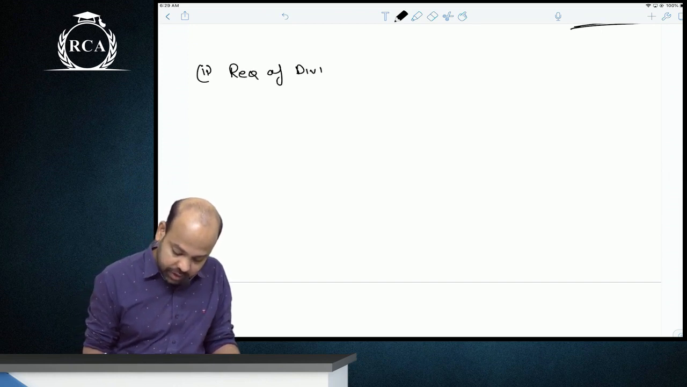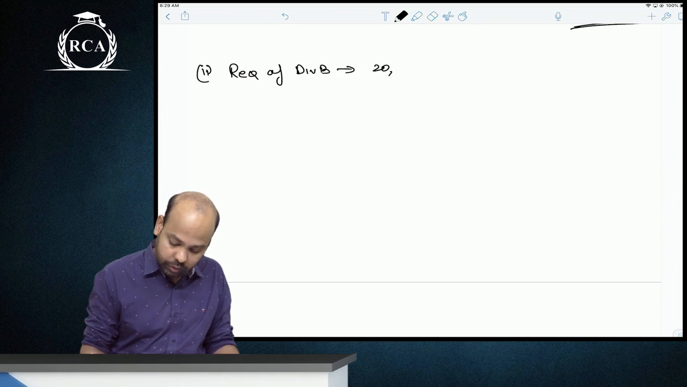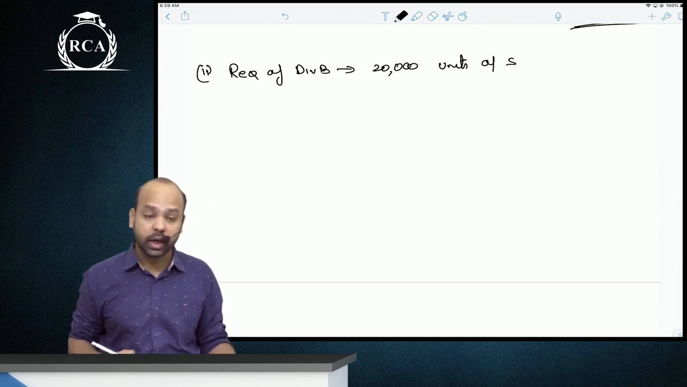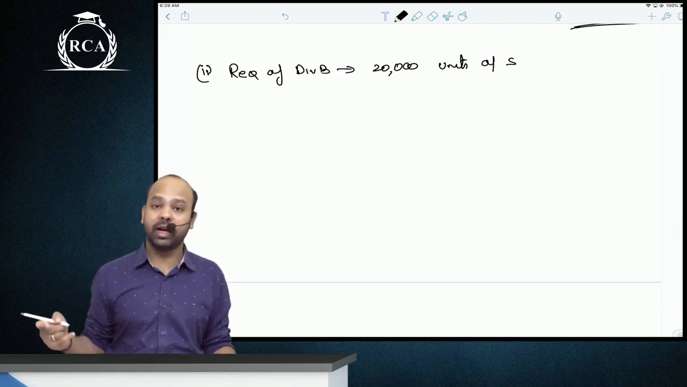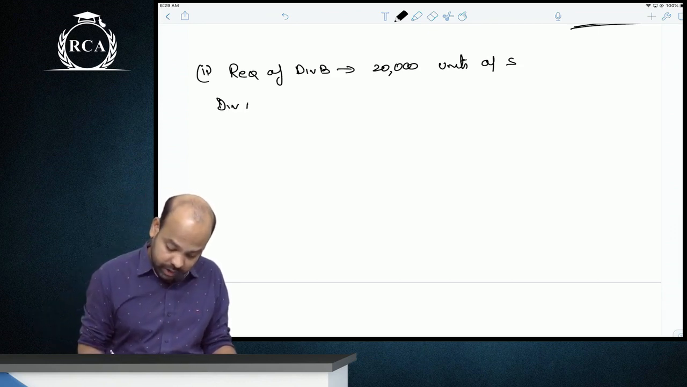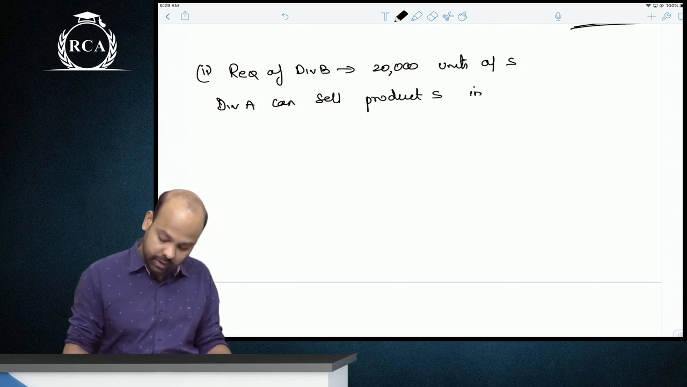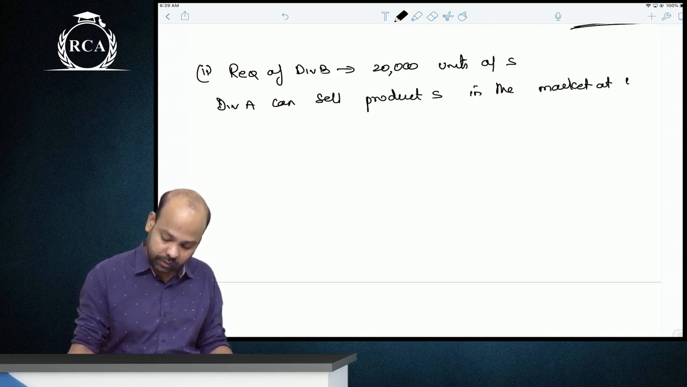Requirement of division B is 20,000 units of S. Okay. Please do not forget, guys. Division A can sell product S in the market at 46 rupees.